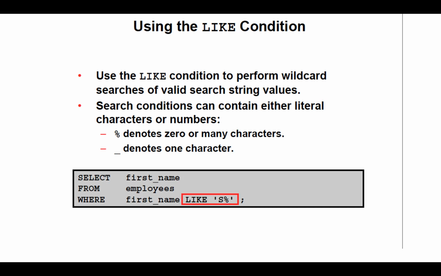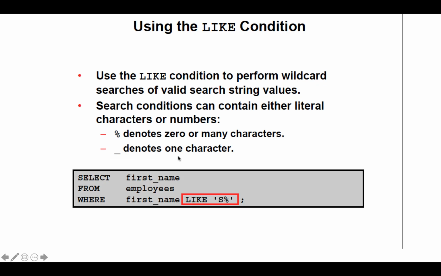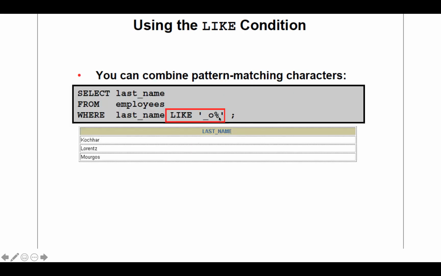You can check wildcards online and see more wildcards that you can use. This is the underscore, and we said the underscore means one single character. In this example, we're using an underscore, O, and a percentage sign, and this shows me all the last names where the second letter is O, because there's an underscore. I could have had 2 underscores, which would make it the third letter, and 0 or more characters after that.